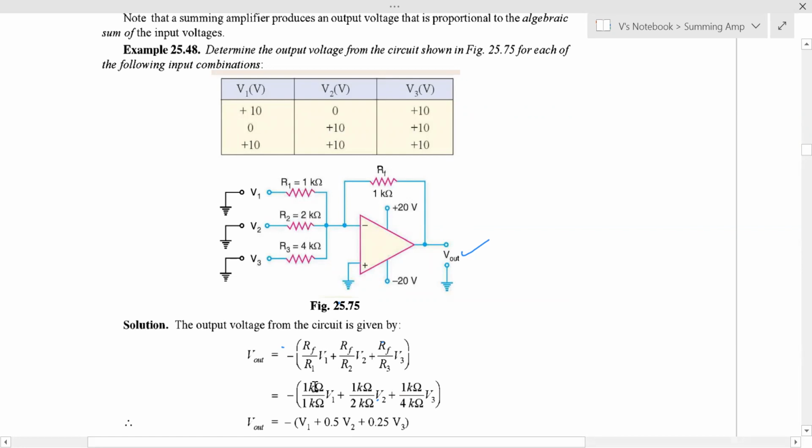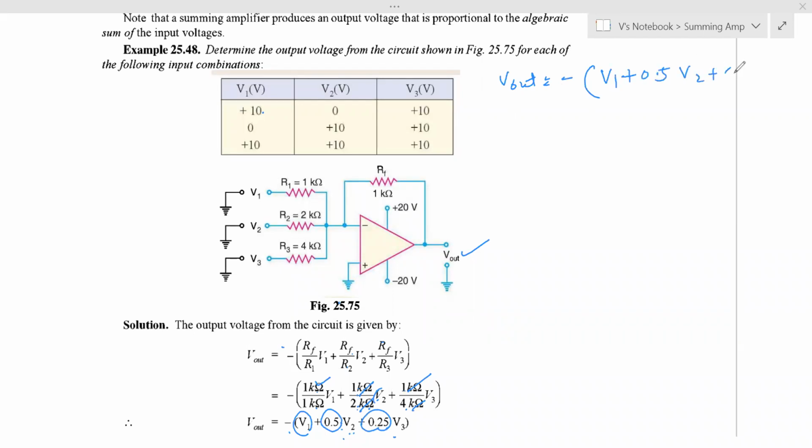Okay. So 1K upon 1K इसको cancel करना है हमें, इसलिए। So what will be the first ratio? 1K 1K 1 हो जाएगा, तो V1 रहेगा only. RF here 1K, R2 2K. So 1/2 रहेगा, किलो ओम cancel. 1/2 is 0.5. तो 0.5 V2 will be there. So simplified equation हमने किया, then we substituted V1, V2, V3 value. Okay. Here kilo kilo cut होके 1/4 will be 0.25. Right. So our equation will be V out equal to minus in bracket V1 plus 0.5 V2 plus 0.25 V3.